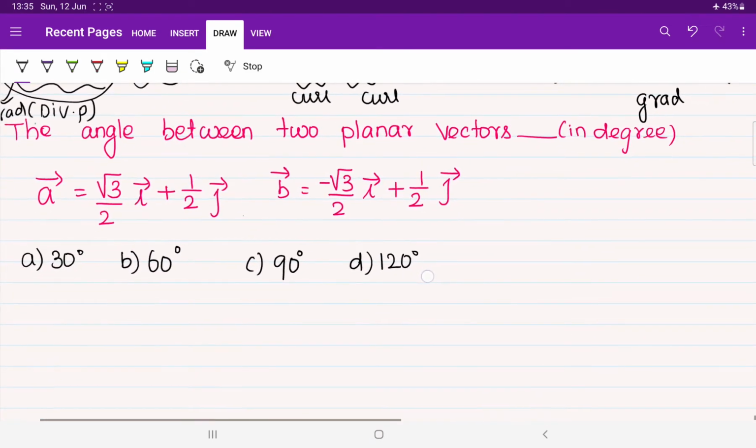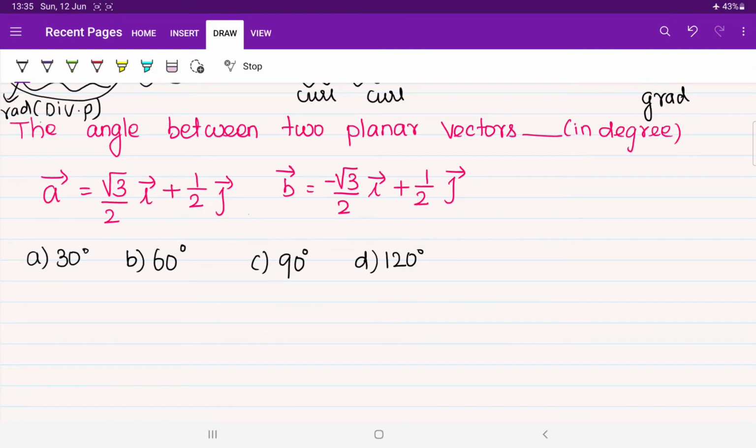Let us go ahead with the next question. If you observe, the question is, what is the angle between the two planar vectors? Here they are talking about two vectors, A vector and B vector. We have to identify the angle between the two planar vectors. Sir, how can we express the angle between the two planar vectors?